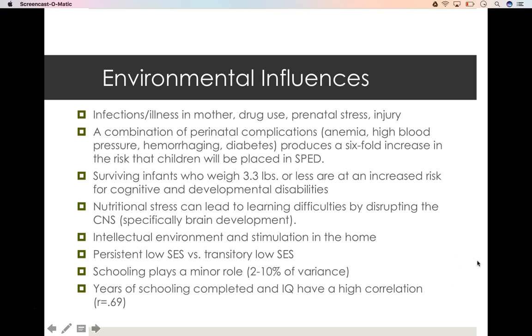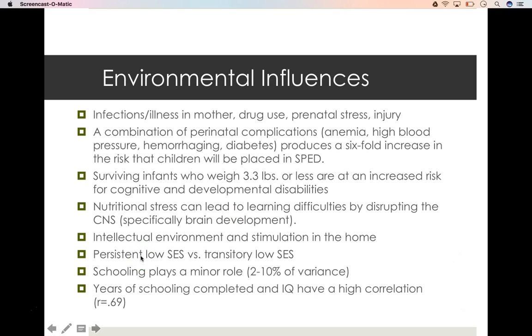Nutritional stress can lead to learning difficulties by disrupting the central nervous system, specifically brain development. And that can also be during pregnancy, when the mother is pregnant, and additionally after birth. Intellectual environment and stimulation at home is really, really important.